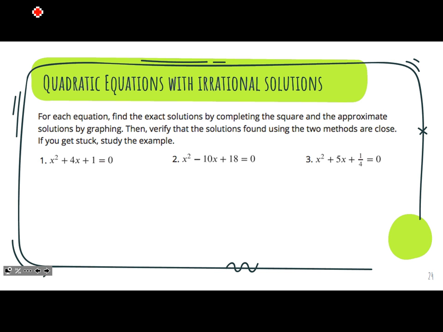So let's try a few here. So x squared plus 4x plus 1 equals 0. Okay, can you find two numbers that add to 4 and multiply to 1? No, can't. But let's see. And then I'll show you something pretty cool.